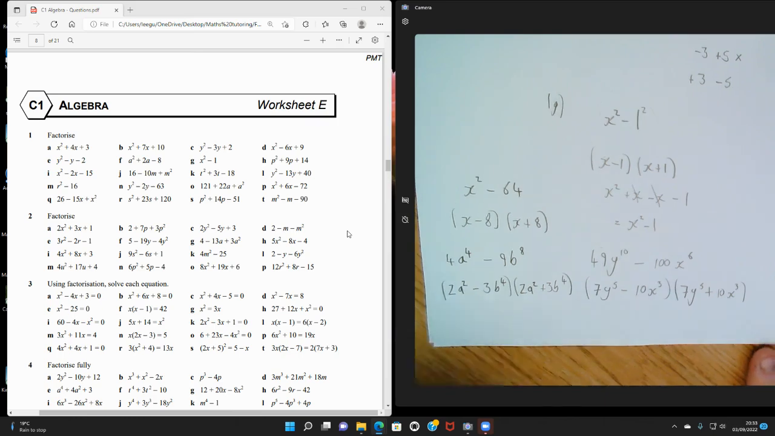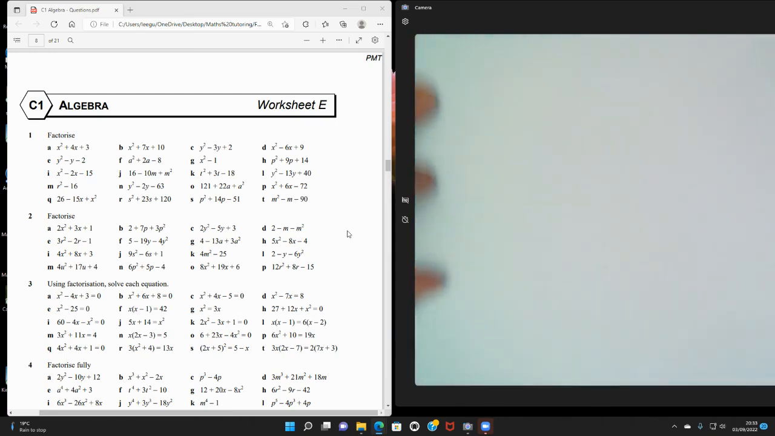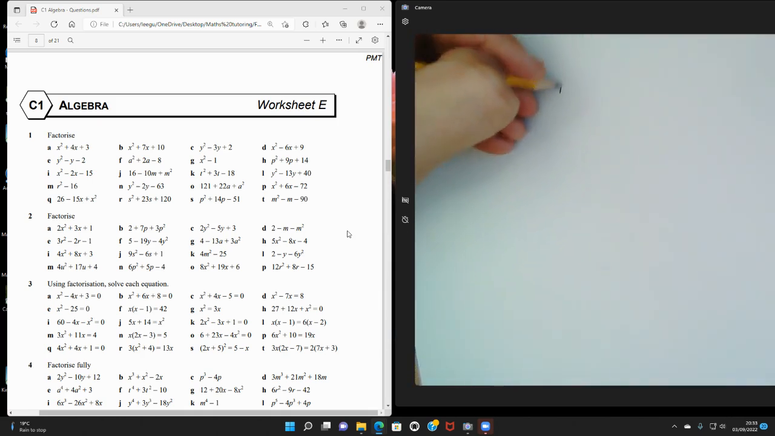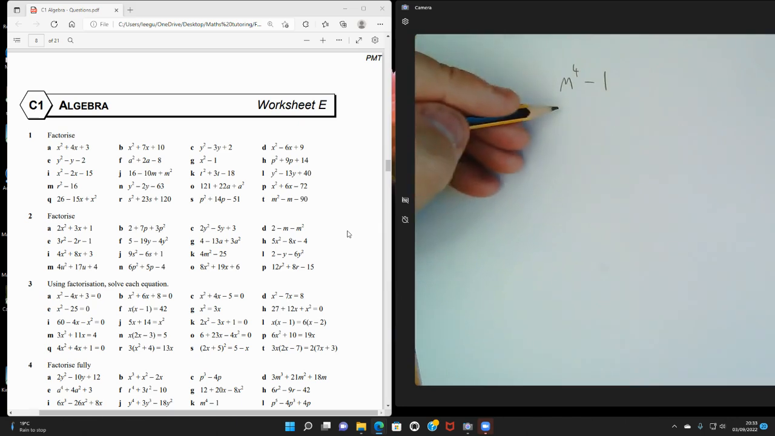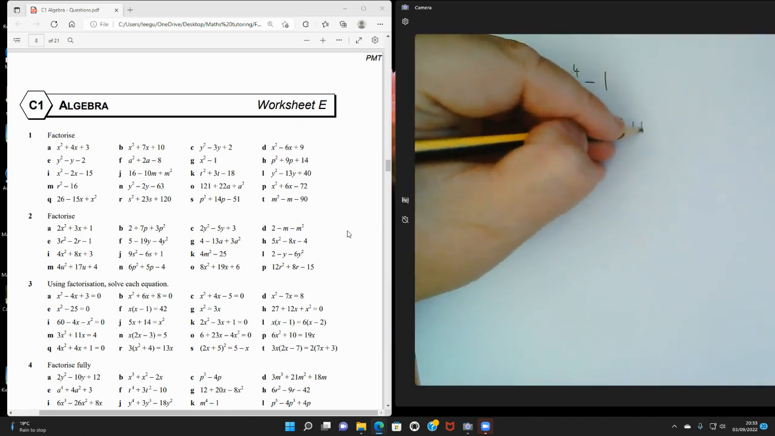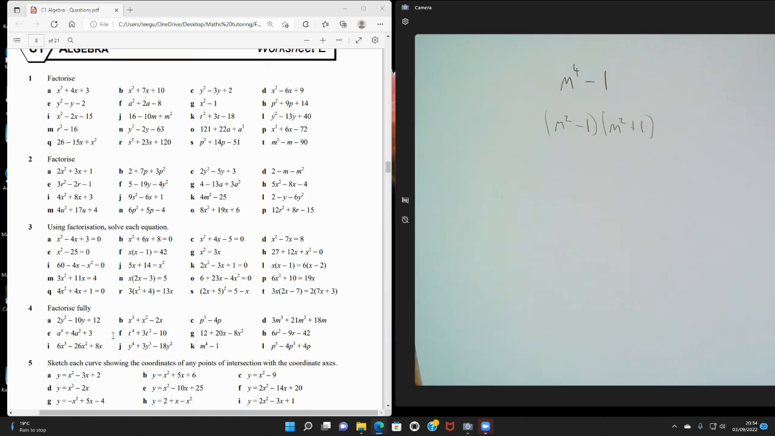Now, if they're feeling super sneaky, which they sometimes can on the course or indeed in the exam, they might ask you to factorize an expression like m to the power of 4 minus 1. Well, with our knowledge now of the difference of two squares, we can understand that this could be factorized into m squared minus 1 and m squared plus 1. But the question would say factorize fully. In fact, you can see this question here. It's question 4K, look. Factorize this one fully.